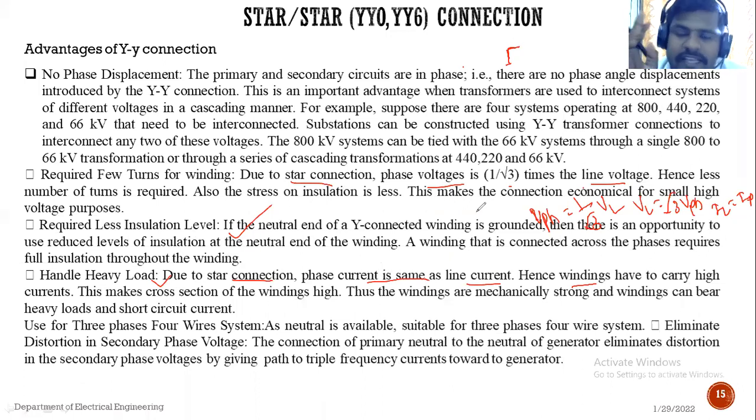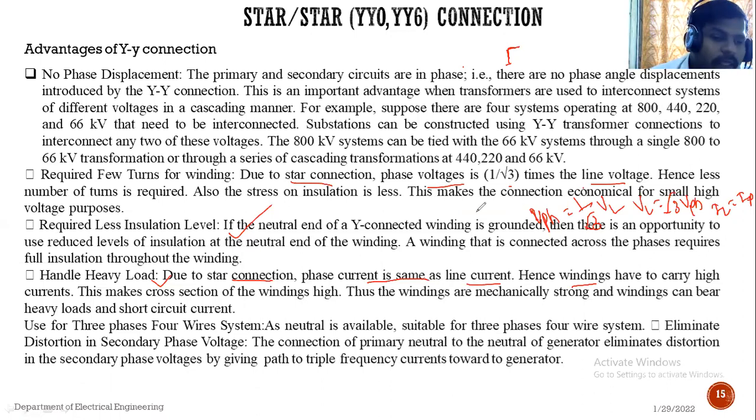Winding पण काय करतील, same current carry करतील, because IL is equals to IPH, and this makes the cross section of the winding high. त्याच्यामुळे winding चं cross sectional काय होईल, high असेल. आपण कन्स्ट्रक्ट करताना त्याचं winding cross sectional area can be high. Thus the windings are mechanically strong. Winding mechanically strong होईल. Also winding can bear a heavy load. Winding will bear a heavy load and short circuit current. Winding maximum load पण bear करू शकतील किंवा short circuit current पण bear करू शकतील.